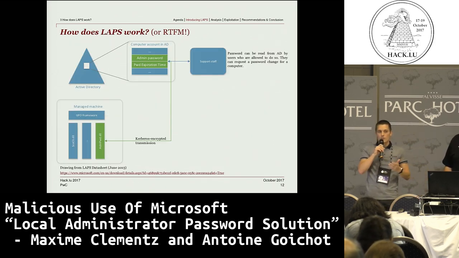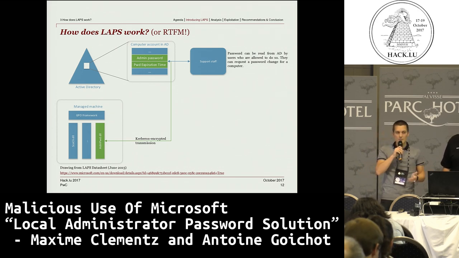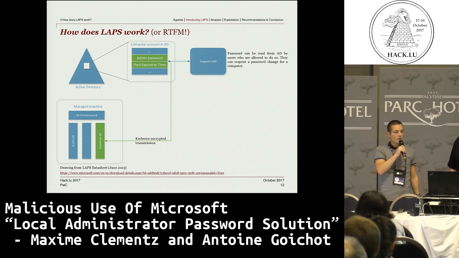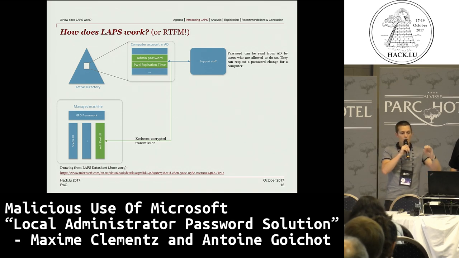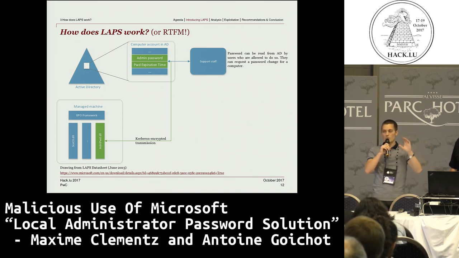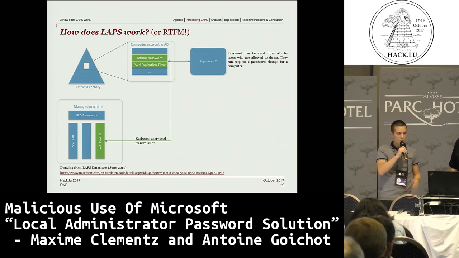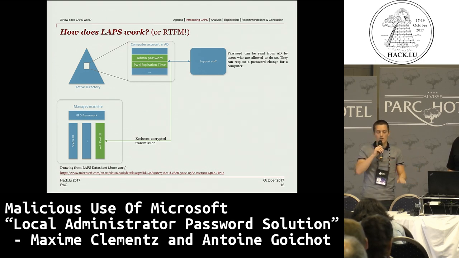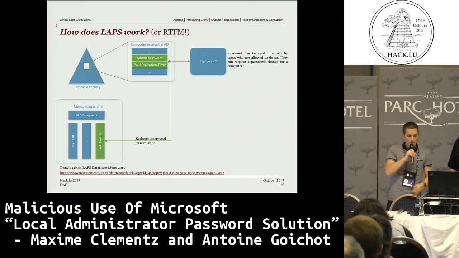So how does LAPS work? Well, actually, it's fairly simple. This is taken from the official documentation from Microsoft. You can see top left that we have the Active Directory. For each computer account that you are going to manage with LAPS, you will have two attributes. The first one is the admin password, which is in clear text, and the second is the password expiration time. Of course, the admin password is not readable by anyone on the domain. By default, it's only readable by the domain admin. And then at the bottom of this image, you will see the managed machine.